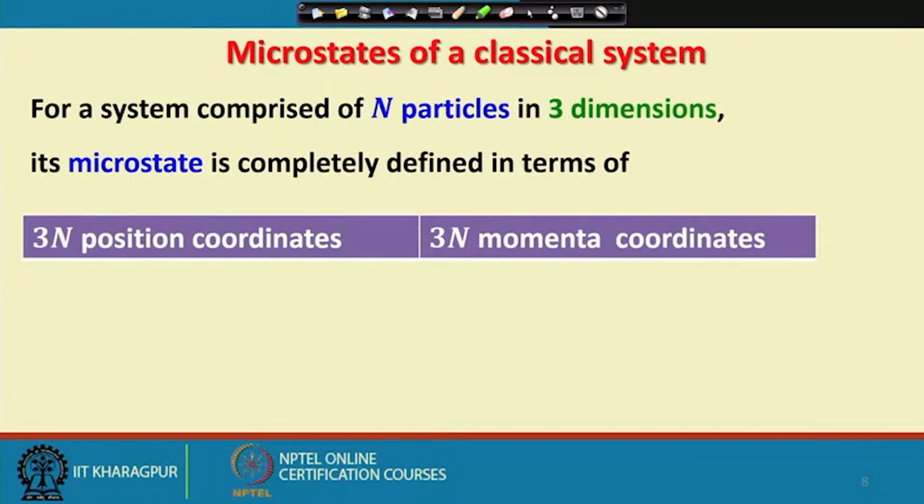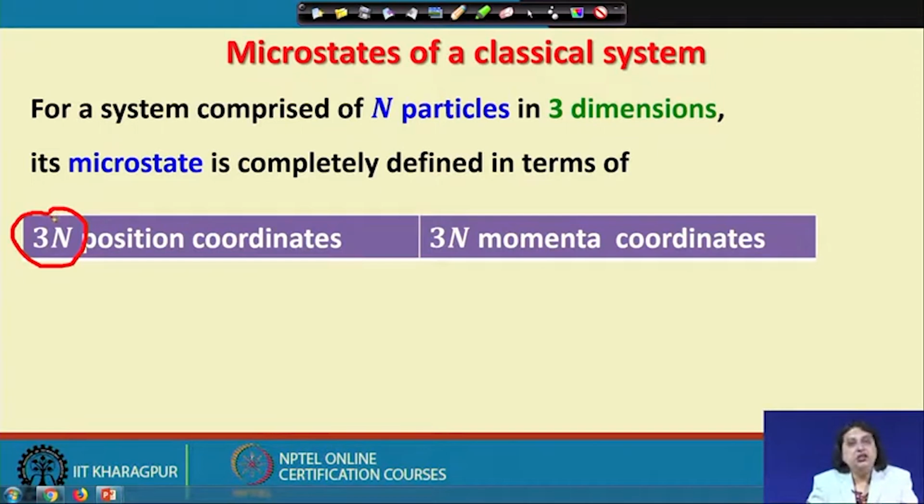Now, particle 1 has how many position coordinates? 3 in 3 dimensions. Particle 2 also has 3 in 3 dimensions. So, for capital N particles, I have a total of 3N position coordinates. Similarly, for each particle, I have 3 momenta coordinates: the x component of the momentum, the y component of the momentum, and the z component of the momentum. Therefore, if I consider all the N particles together in 3 dimensions, I will have 3N momenta coordinates.